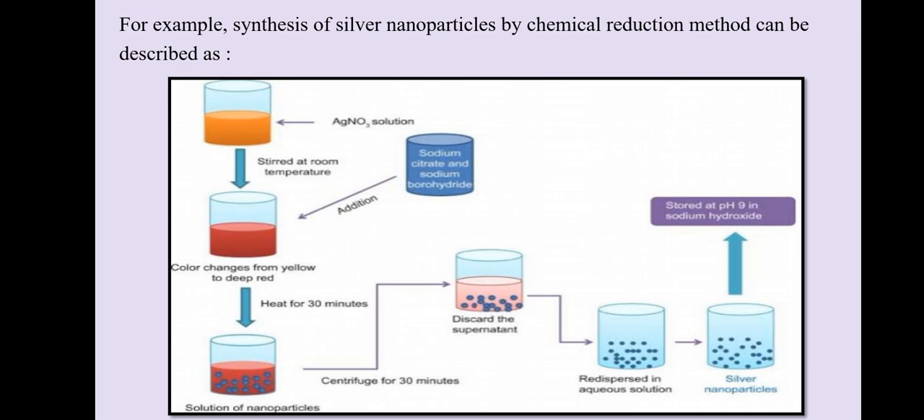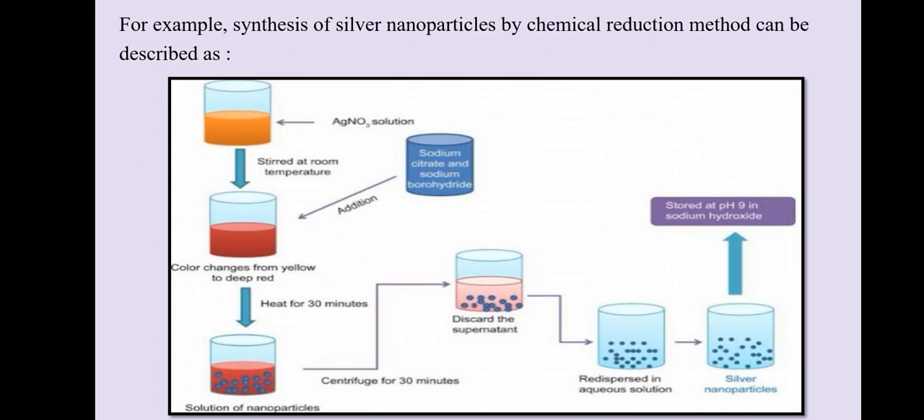That is, it is the first one in the beaker. It is a pale yellow colored silver nitrate solution, and when it is stirred at room temperature, the color changes from pale yellow to pale red, and this color change indicates the formation of silver nanoparticles. These silver nanoparticles are then purified by centrifugation for 30 minutes, and to remove the excess silver ions, the silver colloids were washed at least 3 times with deionized water under nitrogen strain.